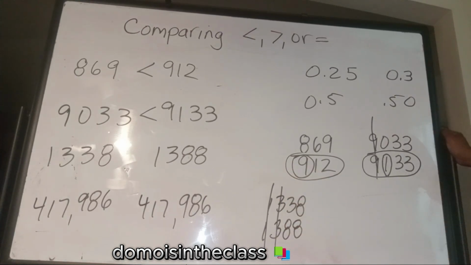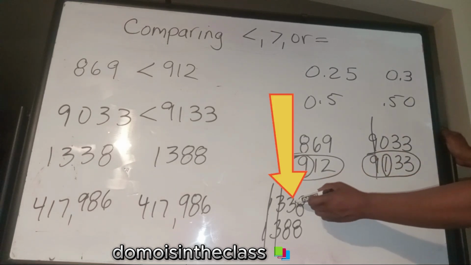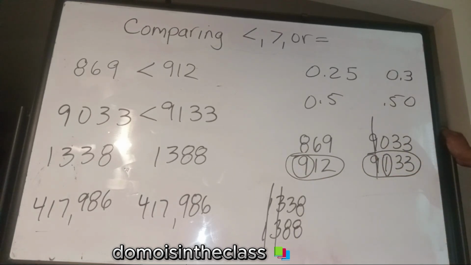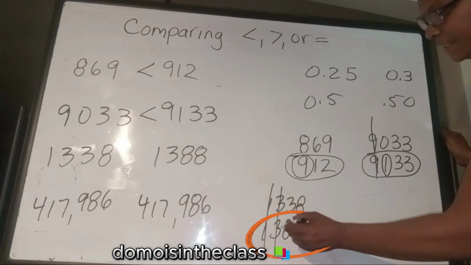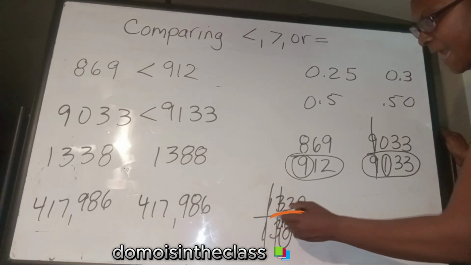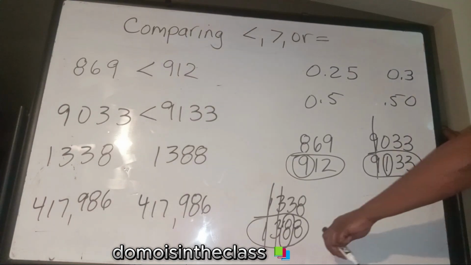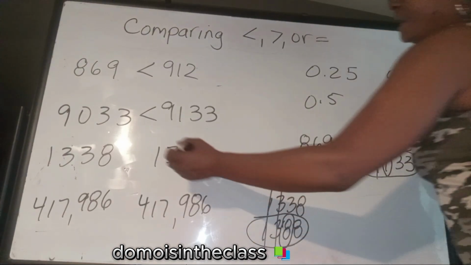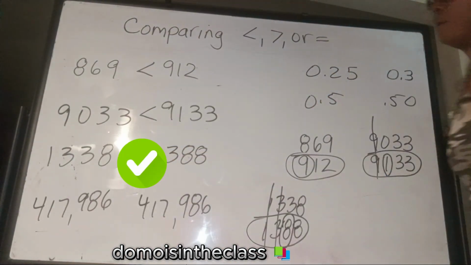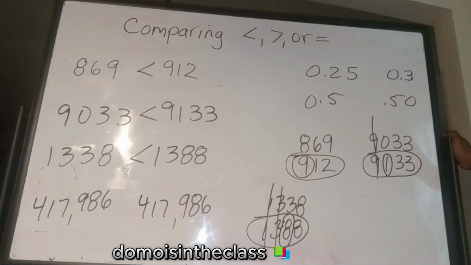And then now we're going to just look for the change. We have a 3, we have an 8. Which one's bigger? 8. All right, so we're going to circle that 8. We're going to actually circle that whole number as well. And that lets you know that this number, 1,388, is greater than 1,338.